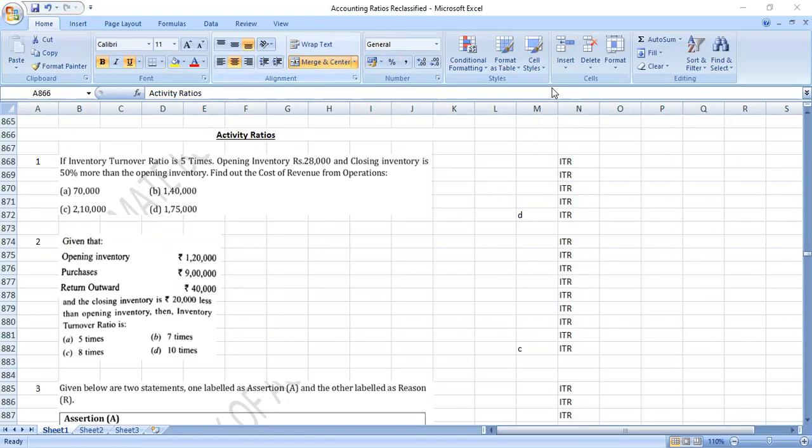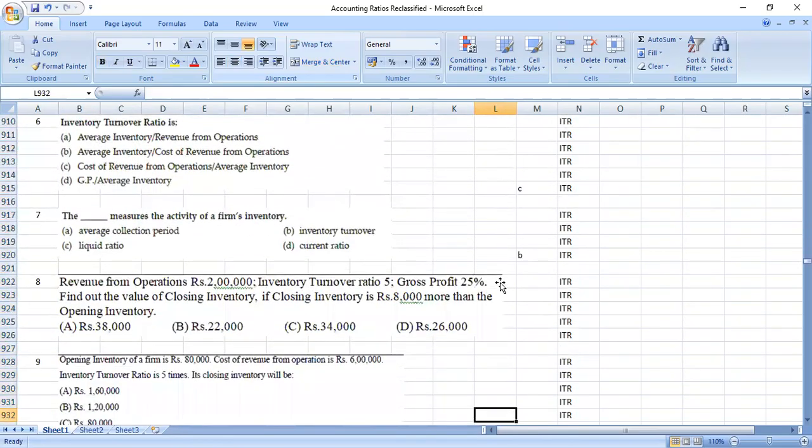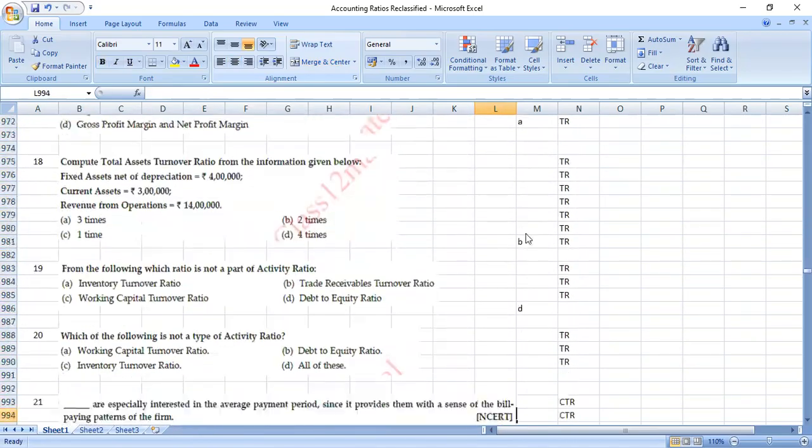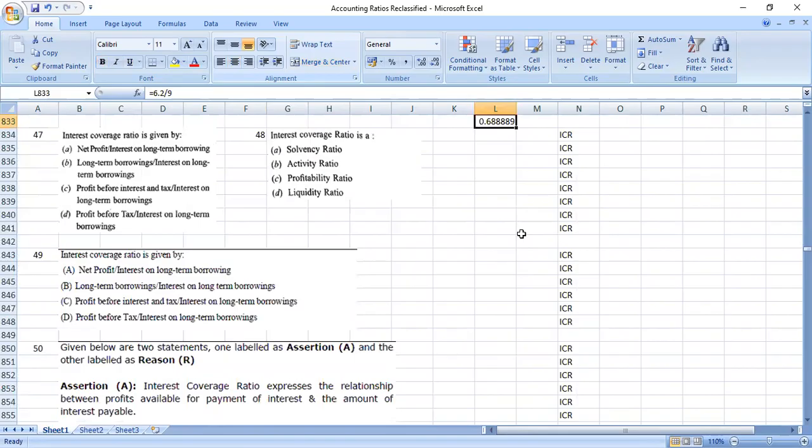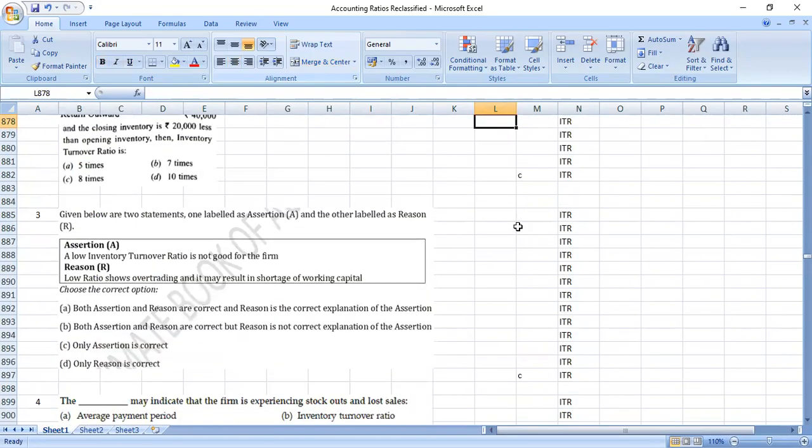Now we want to be solving activity ratio related questions. We have various activity ratios: inventory turnover ratio, trade receivable turnover ratio, trade payables turnover ratio, fixed asset turnover ratio, working capital turnover ratio, all that. I've divided the questions based on the ratios. We have a lot of questions from inventory turnover ratio, so I guess we should start.